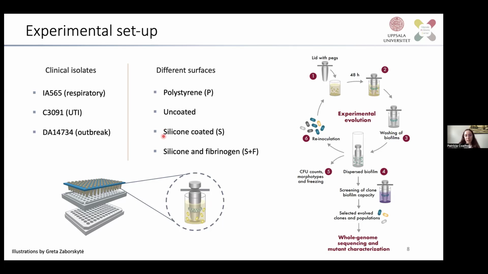And on top of the pegs coated with silicone, we also coated them with fibrinogen because fibrinogen is usually released by the host when there's an insertion of a catheter during a urinary tract infection. For the evolution, the biofilms were formed for 48 hours on these pegs. After 48 hours of incubation, they were dispersed by vortexing. Part of the population was kept for re-inoculation to continue the cycle. And the other part of the population was analyzed for CFU counts and biofilm formation capacity by crystal violet staining, and also whole genome sequencing. And this was done over the course of several cycles.